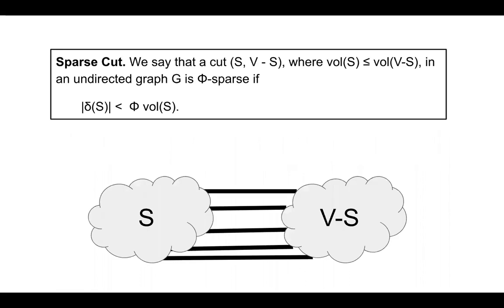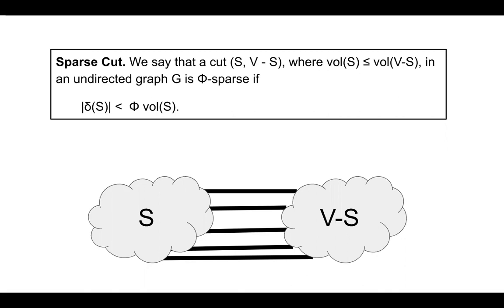And the technique I'm going to talk about here is really directed expanders. So for that, I want to recap briefly the undirected expanders. So for undirected expanders, you really need to know the notion of a sparse cut. A sparse cut S, where S is a set of vertices that has at most half the volume, in an undirected graph, we say is phi sparse for some parameter phi if the number of outgoing edges from S, so delta S, is smaller than phi times the volume of S.